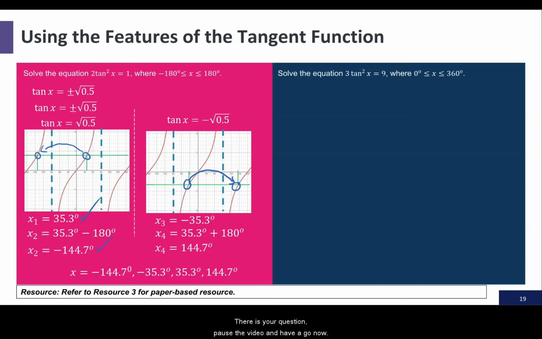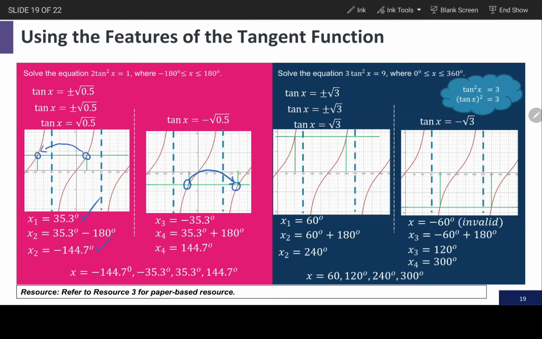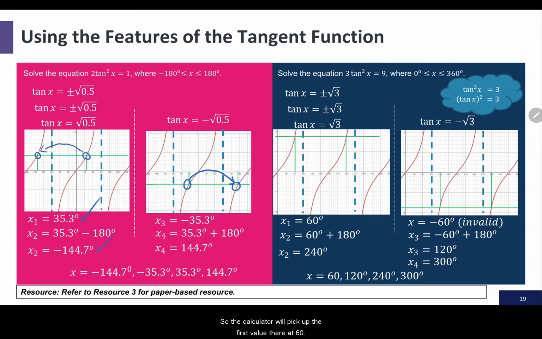There is your question. Pause the video and have a go now. So the first thing to do on this solution was to divide both sides by 3 and then square root. So we're looking for where tan x was either plus or minus root 3. First thing to do is sketch. So my calculator will pick up the first value there at 60. Add 180, gives you the 240.